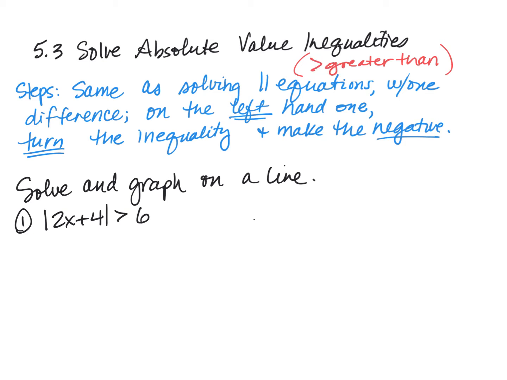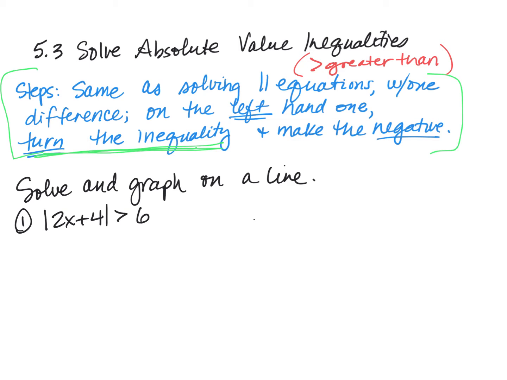Well, the steps are very similar. It's the same as solving an absolute value equation, with one difference. On the left side, when we made it negative, we're also now going to turn the inequality, okay? Before we didn't do that because you don't turn an equal sign. We turn the inequality and we make it negative, okay? So this is the new step, the one in the green. So make this note on your paper so that you can find your steps, okay? Turn the inequality and then make it negative.